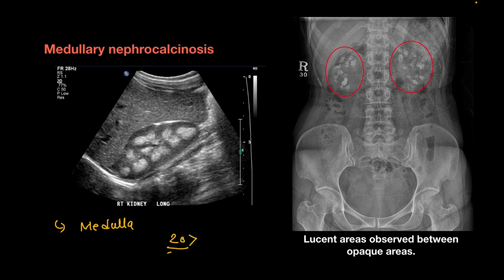Now look over here. Can you see there are multiple echogenic foci and there is some space between them, that is, there is medullary nephrocalcinosis. While look over here on this abdominal X-ray, you can see lucent areas between the opaque areas. So these are the radio-opaque areas and here we have the lucency between them. So it looks like medullary nephrocalcinosis.